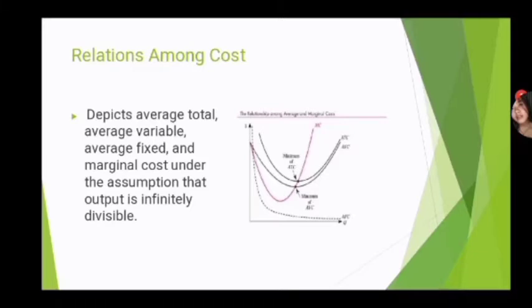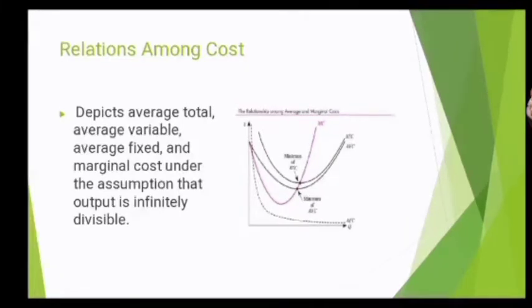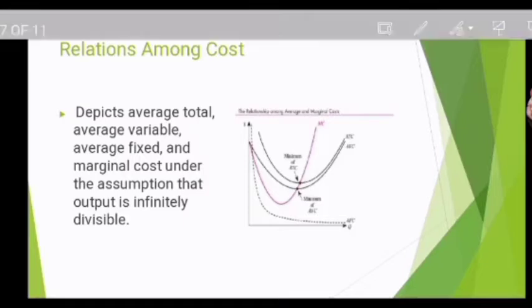As we see in the illustration or in the table, the shapes of the curves indicate the relation between them. Notice that the marginal cost curve intersects the ATC or average total cost and AVC or average variable cost curves at their minimum points. This implies that when marginal cost is below an average cost curve, average cost is declining, and when marginal cost is above average cost, average cost is rising. That's all for relations among costs.